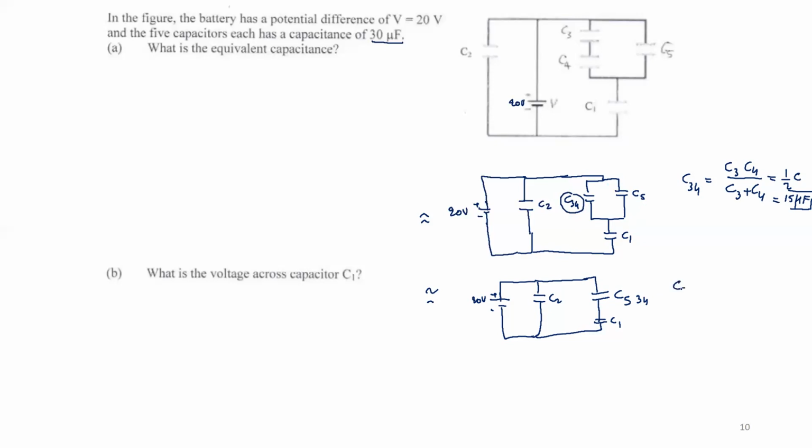So C534 will be just the sum. It will be C5 plus C34. So it will be 30 plus 15, so 45 microfarad. And this will be equivalent to what? Of course, 20 volt plus minus. Here I will have C2.